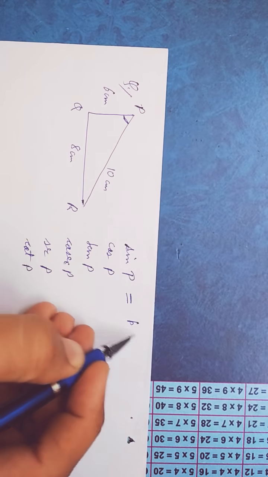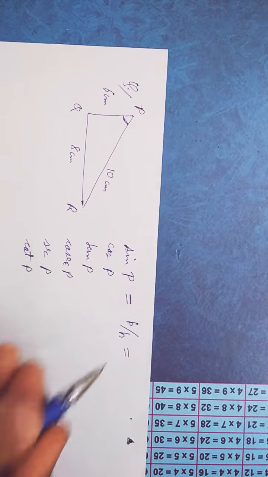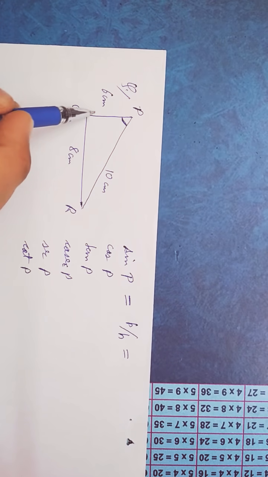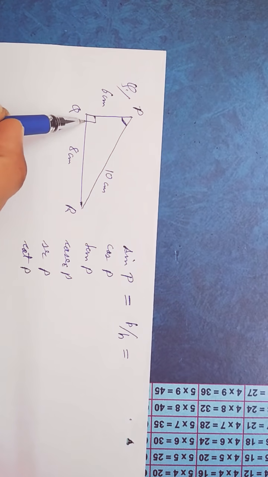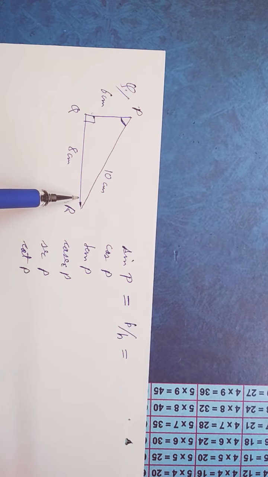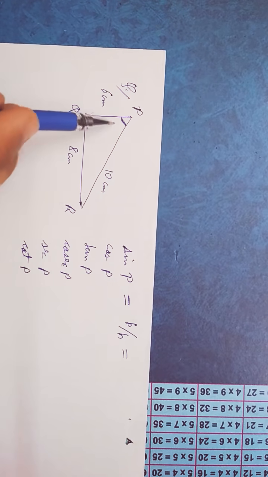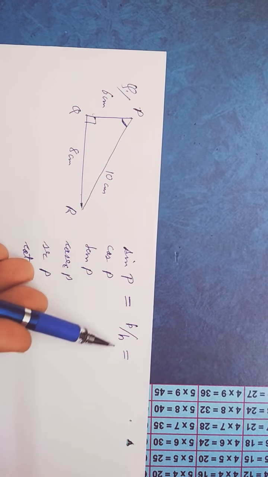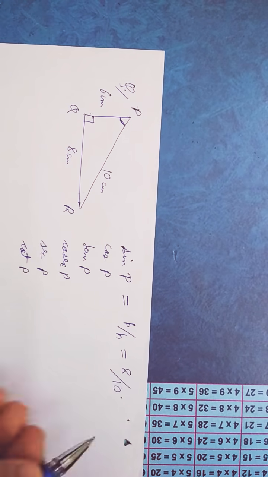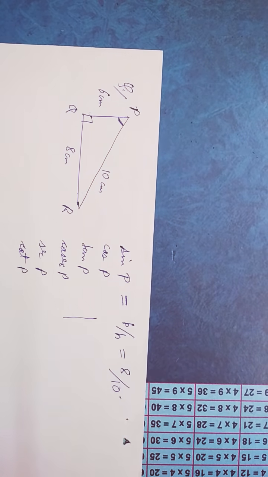Sine P is P by H. So in this case, because this is a base angle, this will be our base. This is the 90 degrees. So obviously this is the hypotenuse, this is the base, and this is the perpendicular. Because our base has changed, this becomes the base. So it's P by H, which would be 8 by 10. Just for a hint, the next ones shall be done by you.